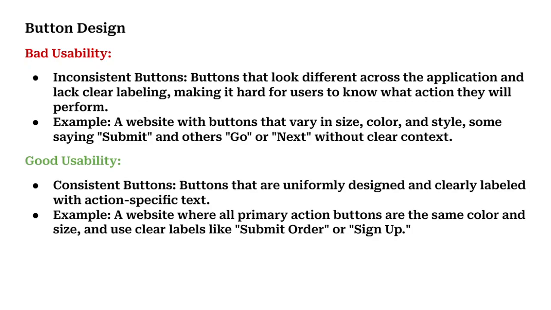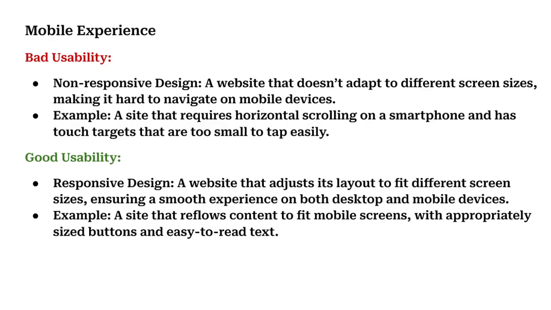What is good usability then? Consistent buttons. Buttons that are uniformly designed and clearly labeled with action-specific text. A website where all the primary action buttons are the same color and size and use clear labels like submit order or sign up. That is the example of good usability.